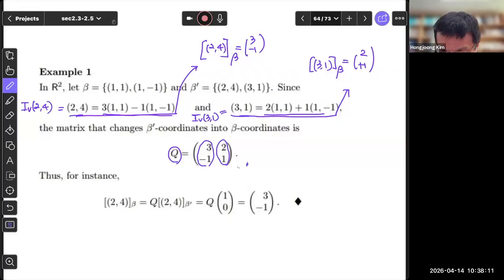If I want to find the coordinate of (2, 4) with respect to beta, there are two ways. You can directly represent (2, 4) with respect to beta, or you can multiply Q with this coordinate. Q is given above, and the coordinate of (2, 4) with respect to beta prime is just the (1, 0) vector. If you multiply this, you get (3, -1).